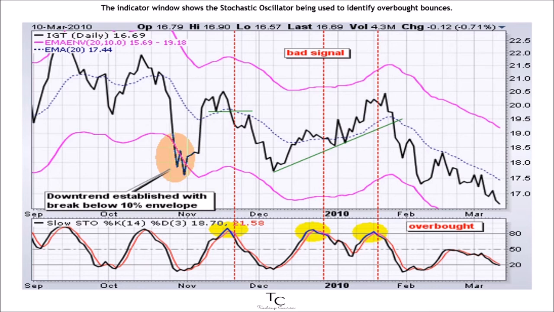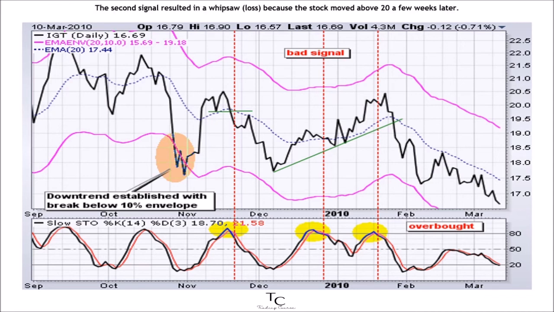The indicator window shows the stochastic oscillator being used to identify overbought bounces. A move above 80 is considered overbought. Once above 80, chartists can then look for a chart signal or a move back below 80 to signal a downturn, red dotted lines. The first signal was confirmed with a support break.